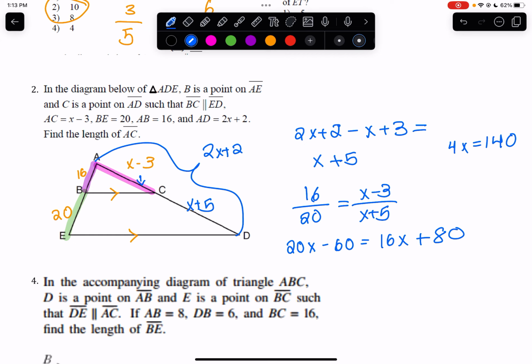Yep. And then divide. x is equal to 35. Now I want AC, which is equal to x minus 3. So 35 minus 3 gives us 32.